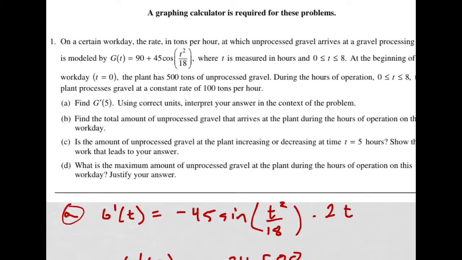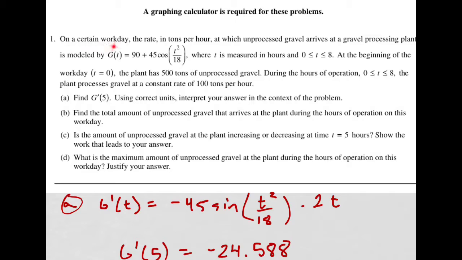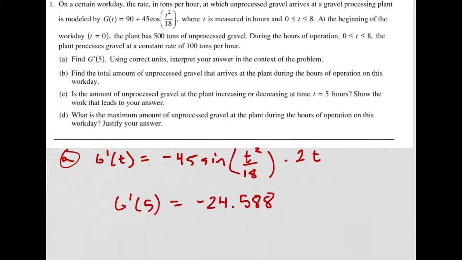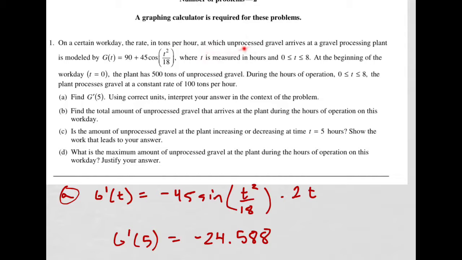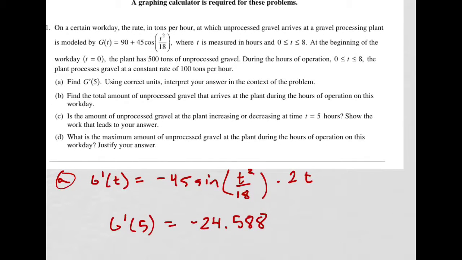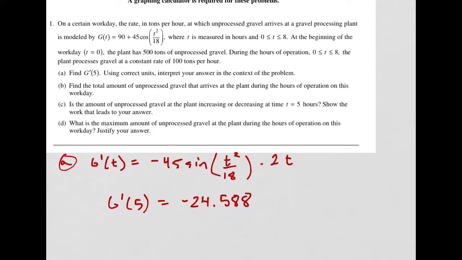Okay. What does G of T tell me? On a certain workday, the rate in tons per hour at which unprocessed gravel arrives at a gravel processing plant is modeled by this, where T is measured in hours. So this is a rate, and I'm taking the derivative, so it's how fast the rate is changing, or the rate at which the rate is changing. The normal units for this is tons per hour. So then the derivative is like the second derivative. It's like acceleration.